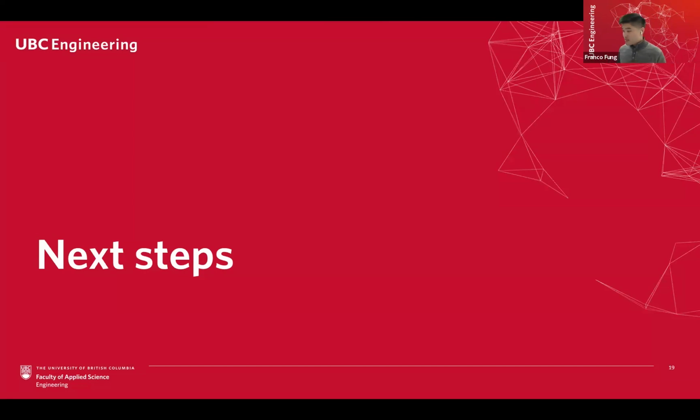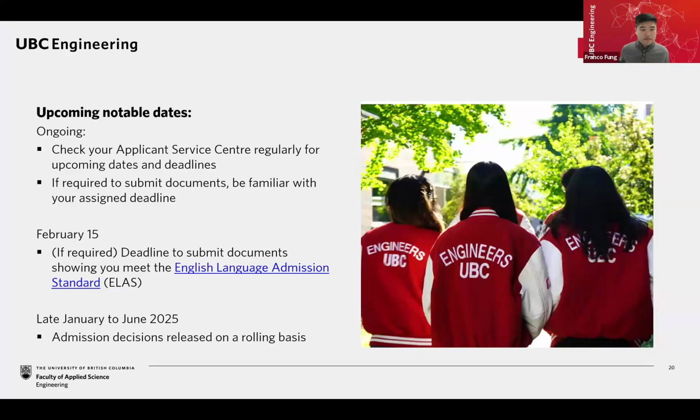All right, so that is a quick snapshot of what the UBC engineering experience could look like. So now that you know a little bit more about our campus and offerings, let's talk about what you have to do next. So, notable upcoming dates. Again, I can't stress this enough. Please make sure you're checking your applicant service center for the latest on your application. This is where, again, we'll let you know first. So be sure that you are checking this consistently.